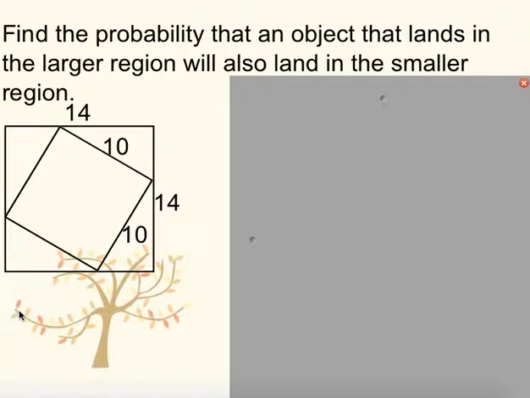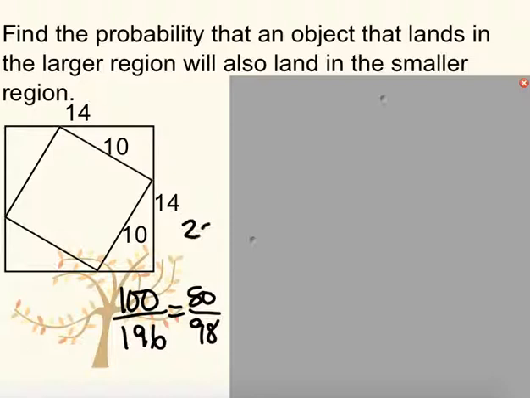Once again, we have a smaller square, so the area of that is 10 by 10, and the area of the larger one is 14 by 14. Let's see, it's been a long day, let's see if I can do that in my head, we get 196, of course, and we can simplify that to 50 over 98, and we can divide that again. We get 25 over 49, which I think is the simplest we can go.